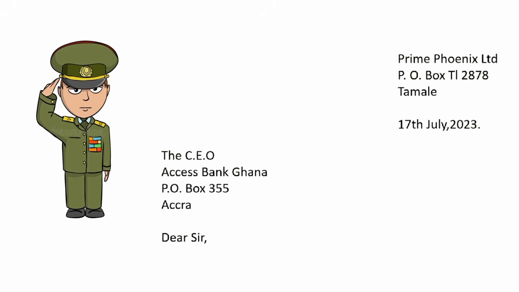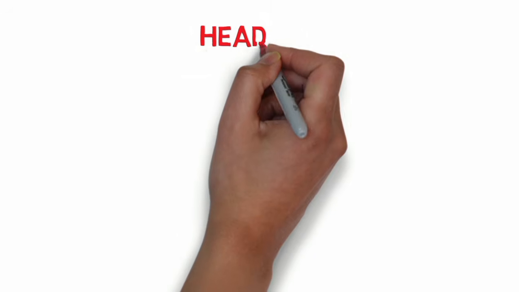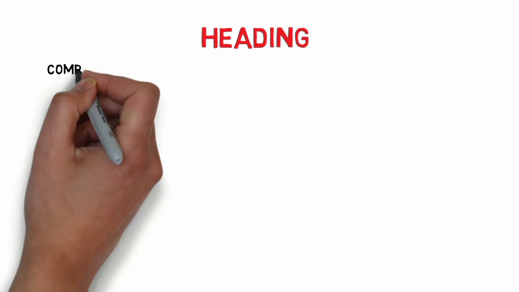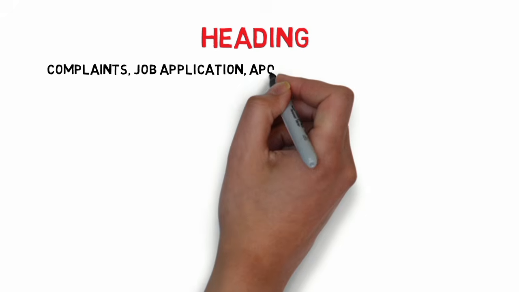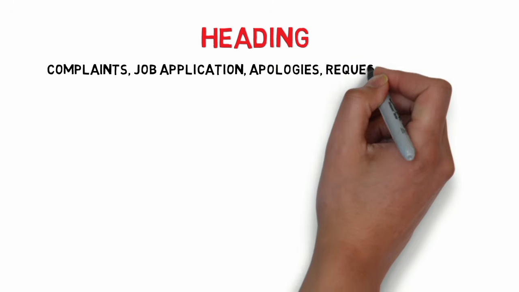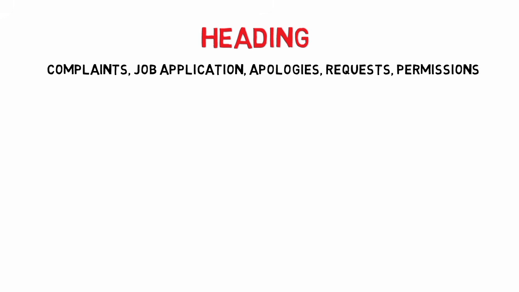So after writing the salutation, please bring a comma and then proceed to writing your heading. Now your heading should be written based on the purpose for which you are writing the letter. Some of the purposes for writing formal letters are complaints, job applications, apologies, requests, permissions, resignation, and the like.